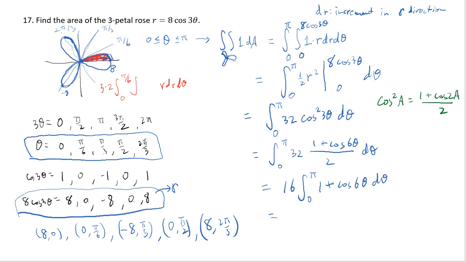And then if you integrate 1, that's theta. If you integrate cosine 6 theta, it's plus sine 6 theta, and you have to take the reciprocal of this 6 and put it in front, 1/6. And then 16, and then you plug in pi and 0. If you plug in pi to theta, it's pi. If you plug in pi, sine 6 pi. Sine of any integer times pi always gives you 0. So it's going to be 0. If you plug in 0, both of them give you 0. So you end up with 16 pi as your answer.